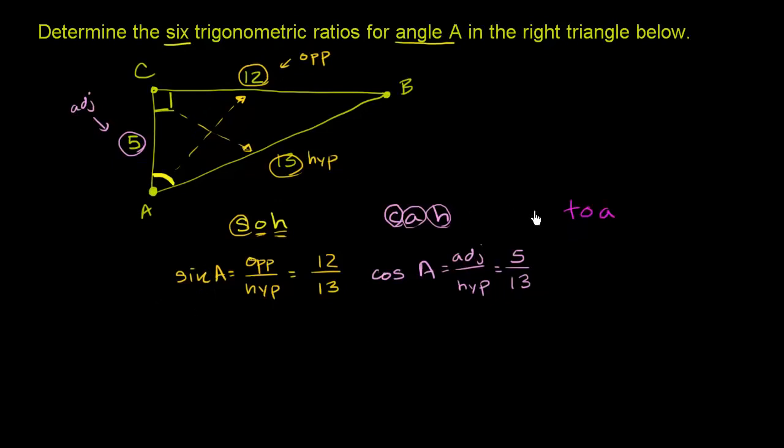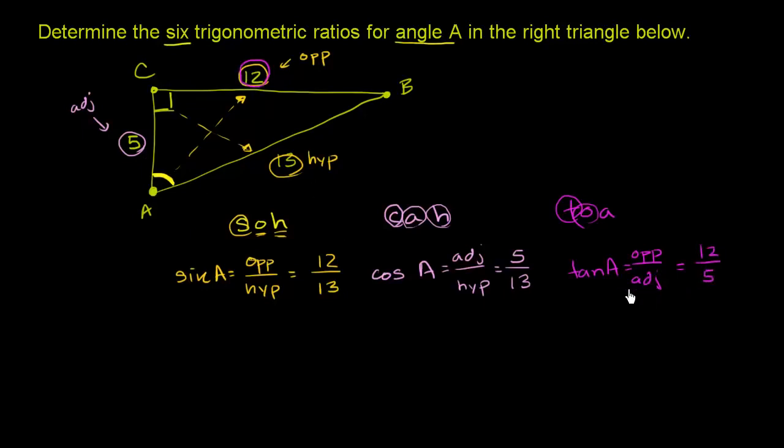Now let's go to TOA. TOA defines tangent for us. It tells us that the tangent of an angle is equal to the opposite side over the adjacent side. So given this definition, what is the tangent of A? Well, the opposite side we already figured out has length 12. And the adjacent side we already figured out has length 5. So the tangent of A, which is opposite over adjacent, is 12/5.